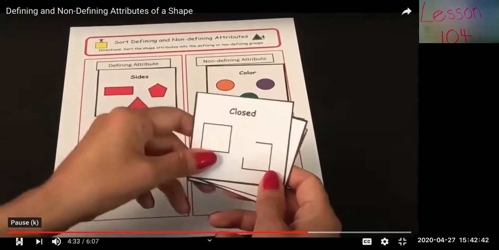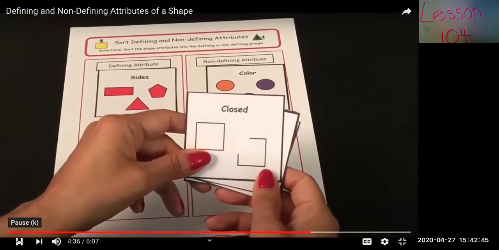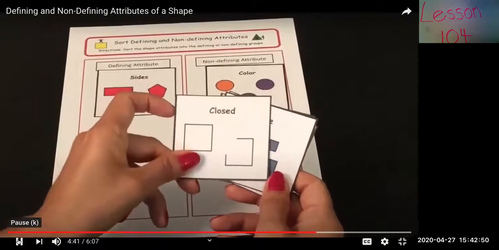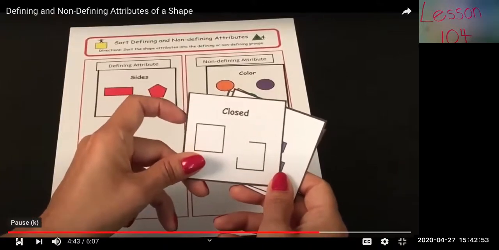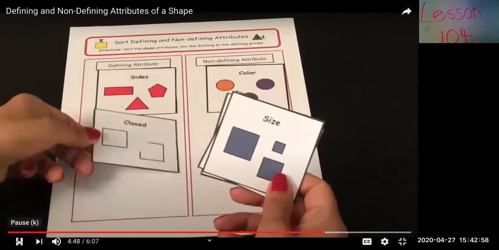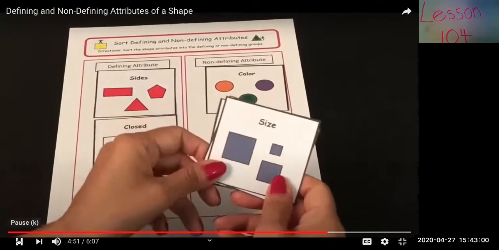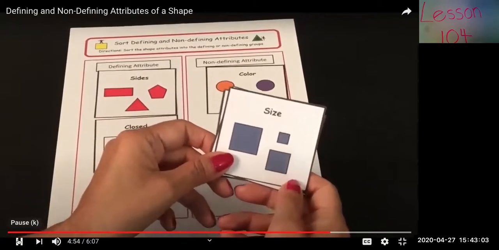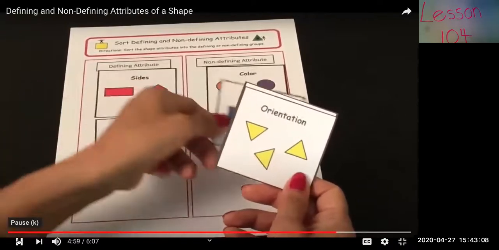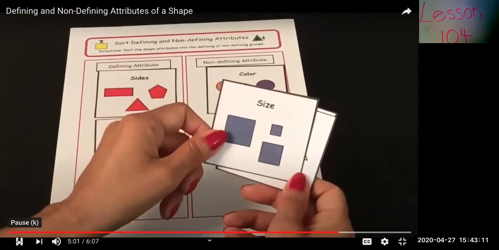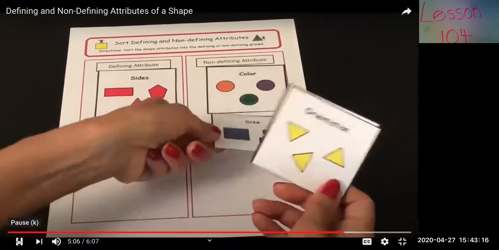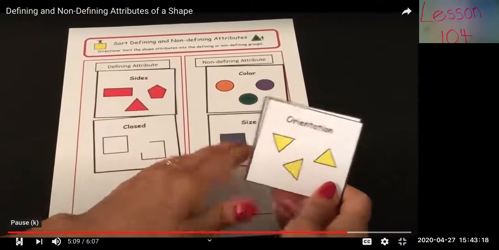All right, here's the next one. Closed. Does it matter if the shape is closed? Is this a defining or a non-defining attribute? Okay, it does matter. The shape has to be closed in order to be called a shape. So it is a defining attribute. All right, the next one is size. Does the size matter? Is this a defining or a non-defining attribute? The size does not matter, so it is a non-defining attribute. It can be any size, still a shape.